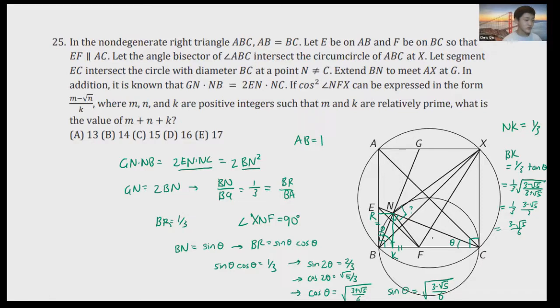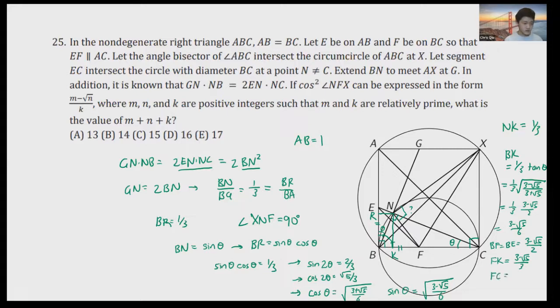And also, you can find BF, because BF is equal to BE. And BE is equal to BC times tangent theta. So this is just going to be equal to tangent theta, since BC is 1. So we're going to end up with 3 minus root 5 over 2. And when we subtract these two lengths, we're going to get that FK is equal to 3 minus root 5 over 3.